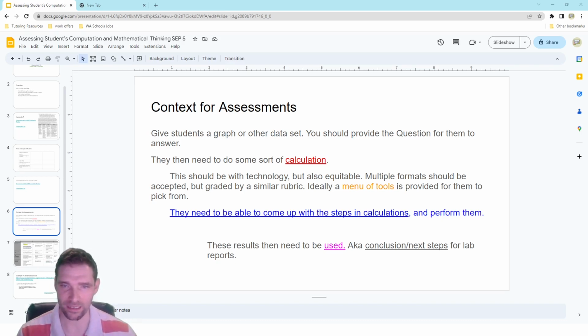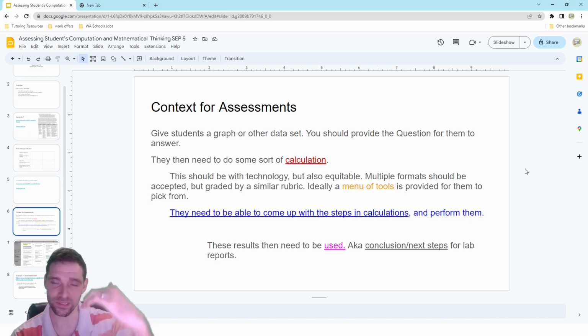I think having a nice little menu of tools is a nice option. You could just let them figure out what tools to use, but especially for younger students, I would tell them, hey, you might want to use a calculator or Google Sheets or something like that for this, and then let them pick from those tools. And then they should be able to tell you what the steps are in the calculation and actually perform them. So they should have some sort of work section where it's clear what the steps are and how they did it, and all the parts are clearly labeled with units, labels that are appropriate, all that stuff.